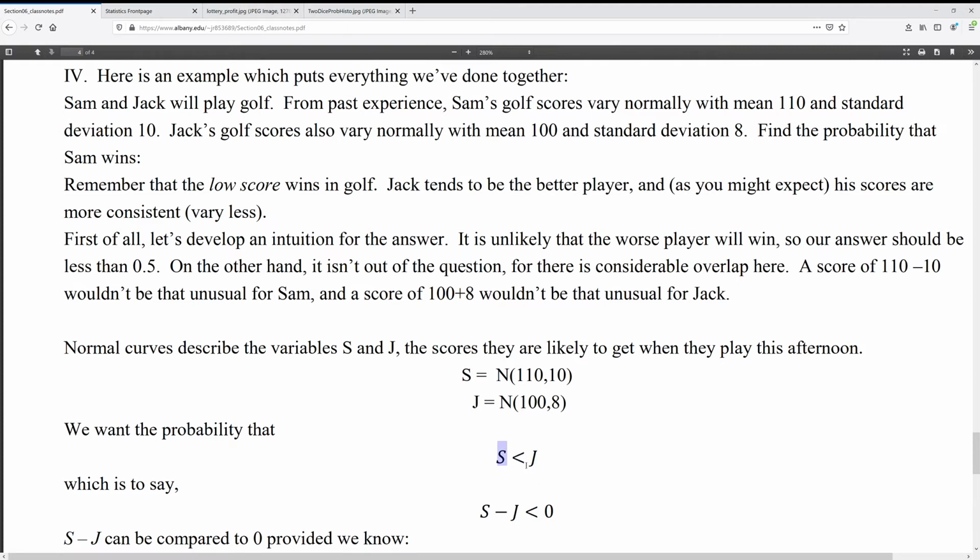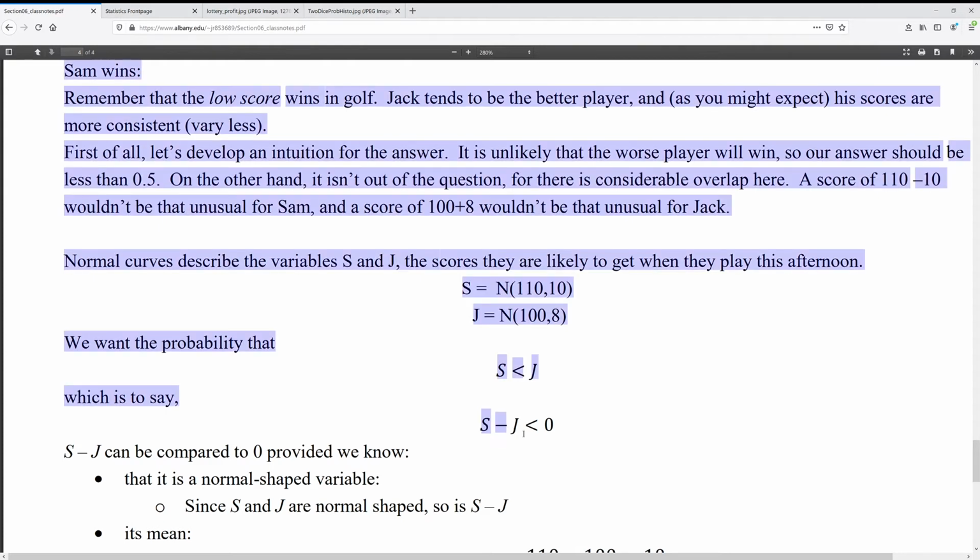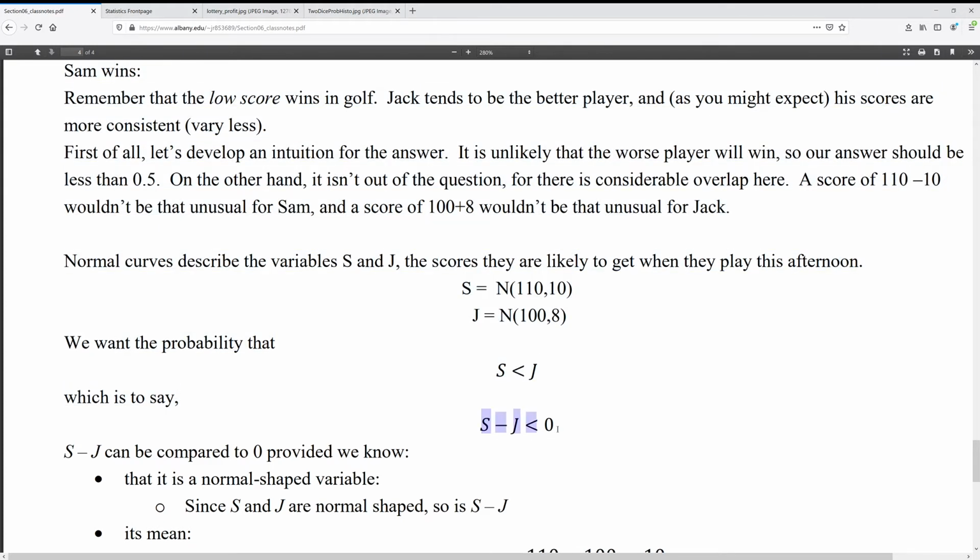How do we compare variables? Well, we don't. We combine them into a single variable and compare it to a number. Let's subtract J from both sides, or just hit it with logic. If J is the bigger one, then S minus J is negative. So subtract J from both sides. S minus J is less than J minus J. So there we go. We want S minus J being less than 0.